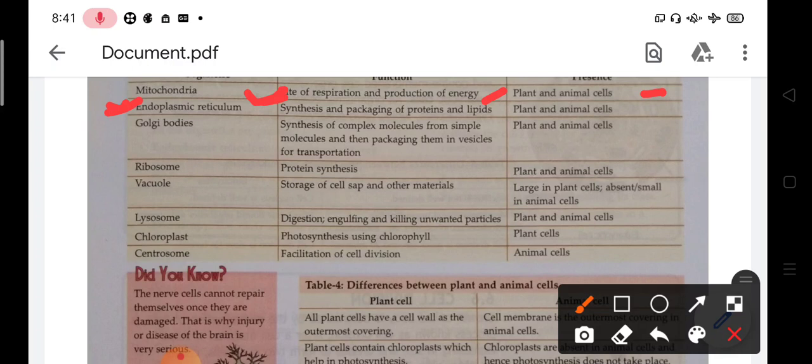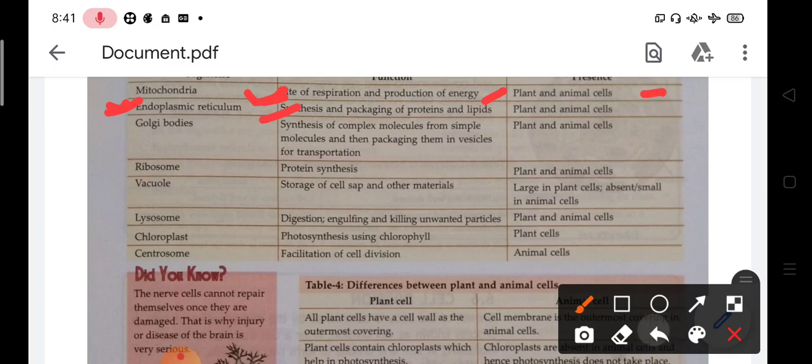It is used for synthesizing and packaging of proteins and lipids. Means it forms proteins and lipids, and it packs and transfers them to the other cell parts. And this is also found in both plants and animal bodies.